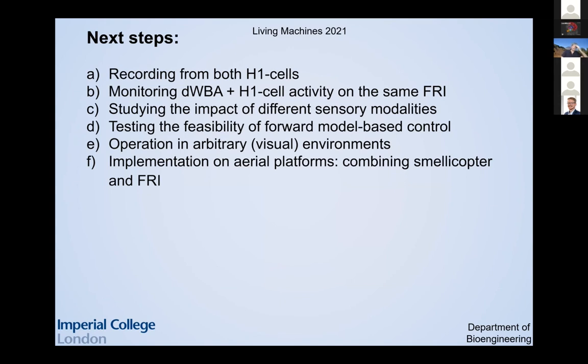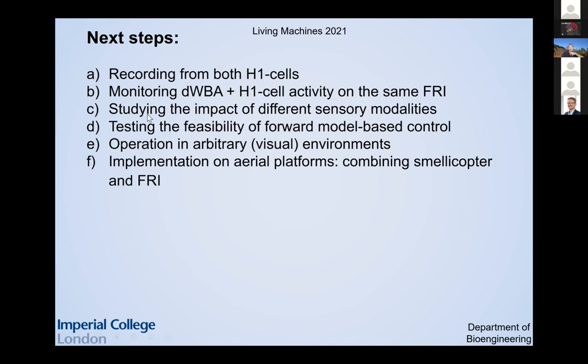Anyway, what are our next steps? We want to record from two cells so that we can not just have wall following, but operate the robot in arbitrary environments. Then we want to have a combination where we monitor the wing beat amplitude differences and the neural activity, trying to learn in which way efference copies or forward models may play a role in the coordination.